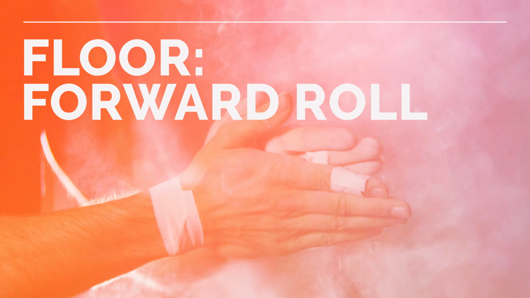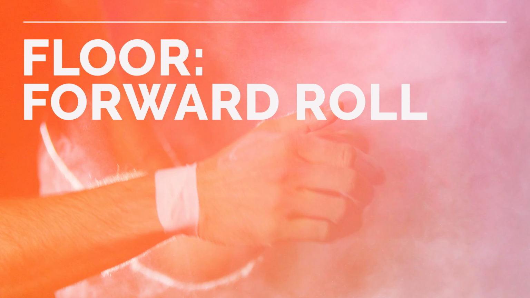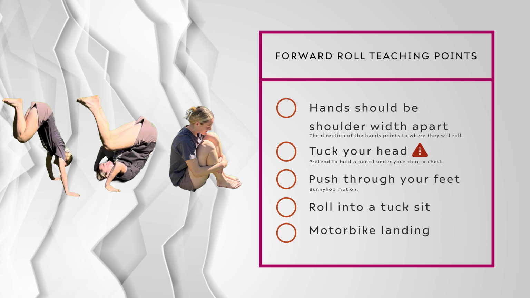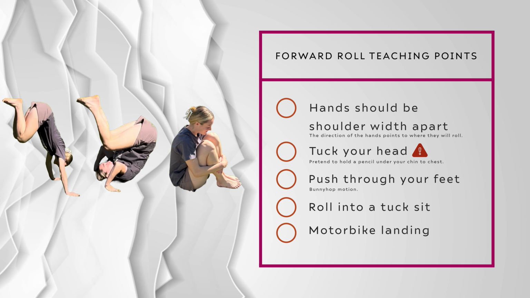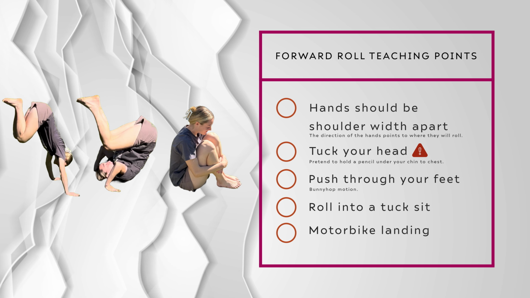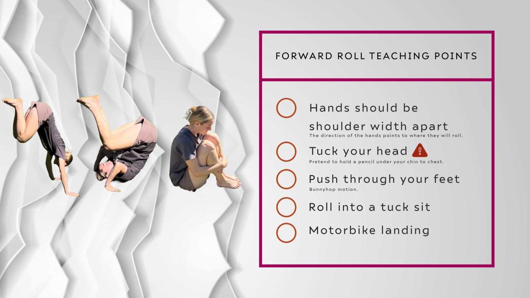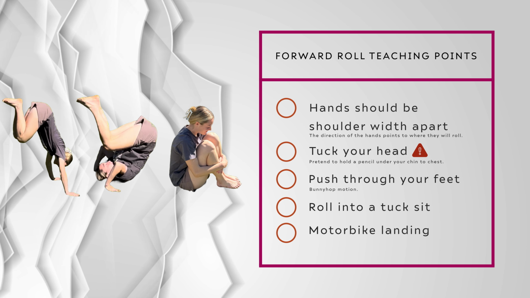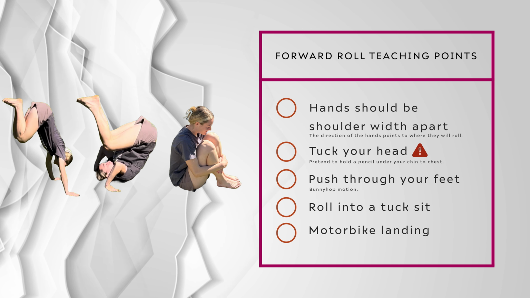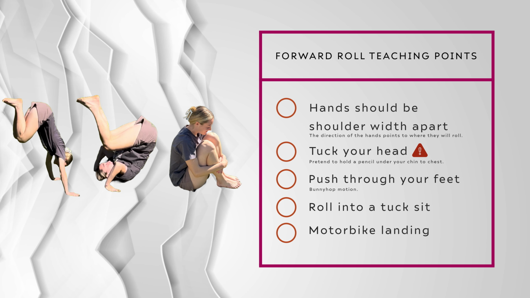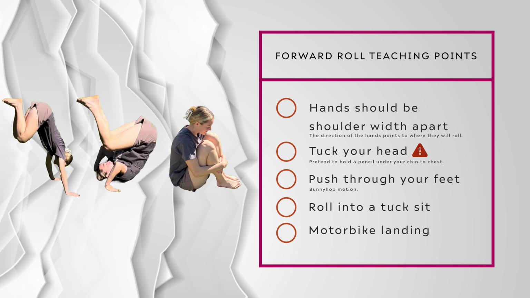The second part of the lesson will also be using the floor apparatus to perform a forward roll. The following teaching points should be discussed with students. Hands should be shoulder width apart and facing in the direction that the student wants to roll. Students should tuck their head. You can tell them to pretend to hold a pencil under their chin, similar to the handstand. Students need to push through their feet, performing the bunny hop motion. Students will then roll into a tuck seat, extend through their legs, and land in a motorbike position.